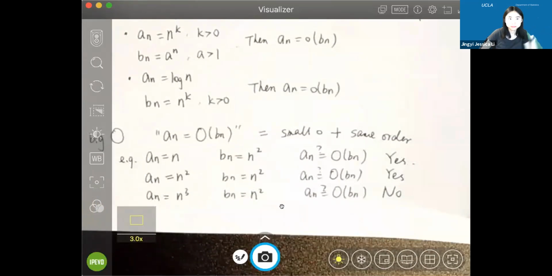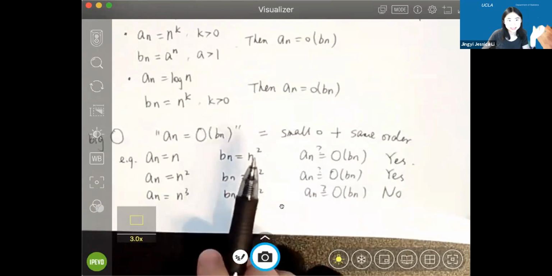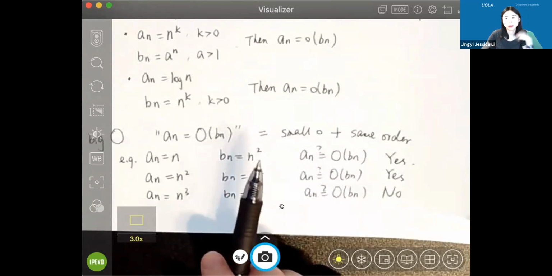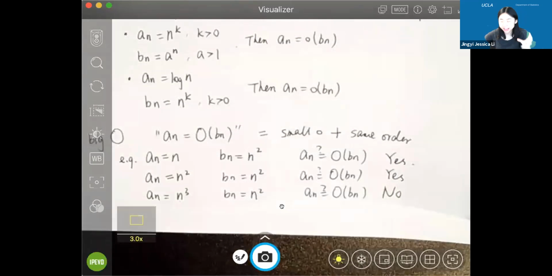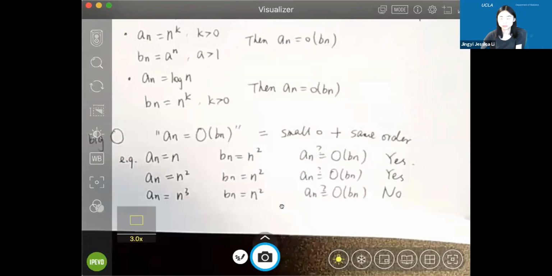So what does big O mean? Did you get the intuition? The big O, you can consider it as an asymptotic upper bound. So in other words, what it actually means is that if you take the ratio of an over bn and take the absolute value, then that absolute ratio will be asymptotically bounded from above. Okay, that's big O. So then essentially bn offers an asymptotic upper bound on an.